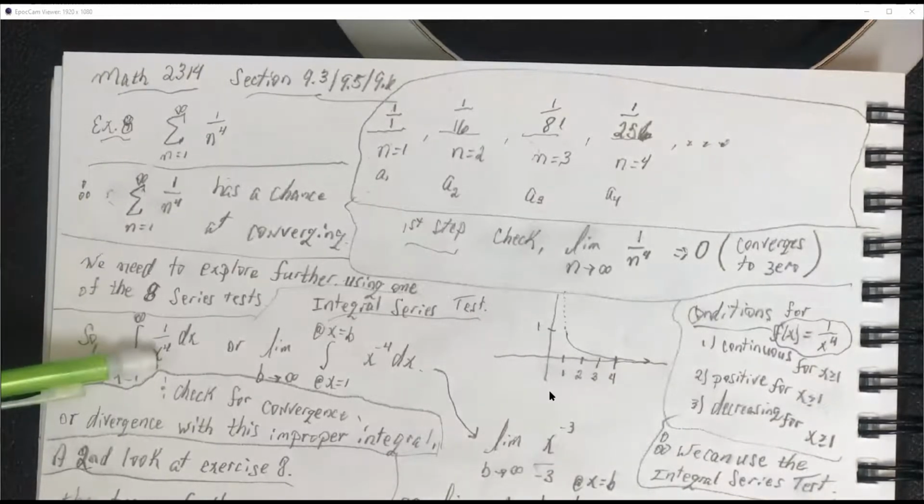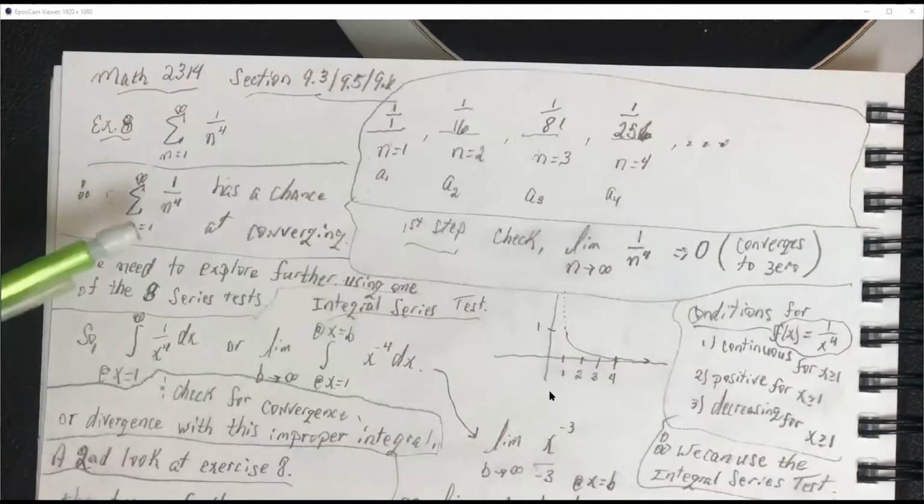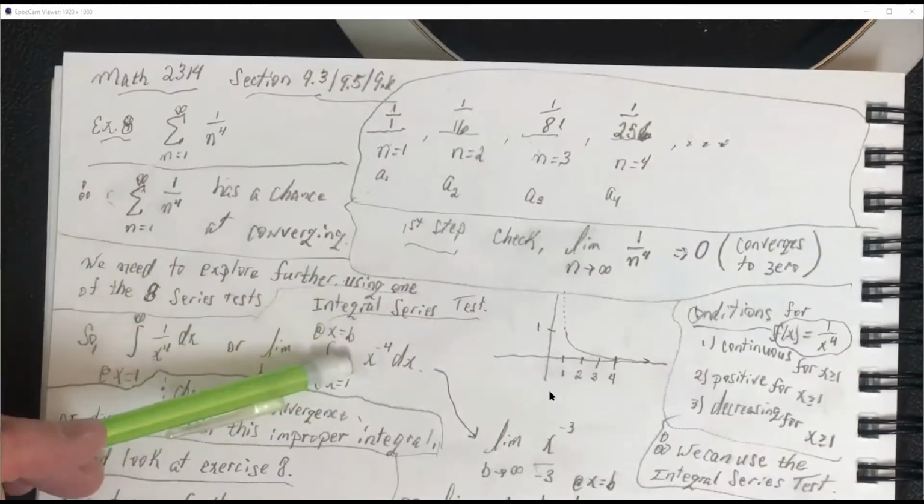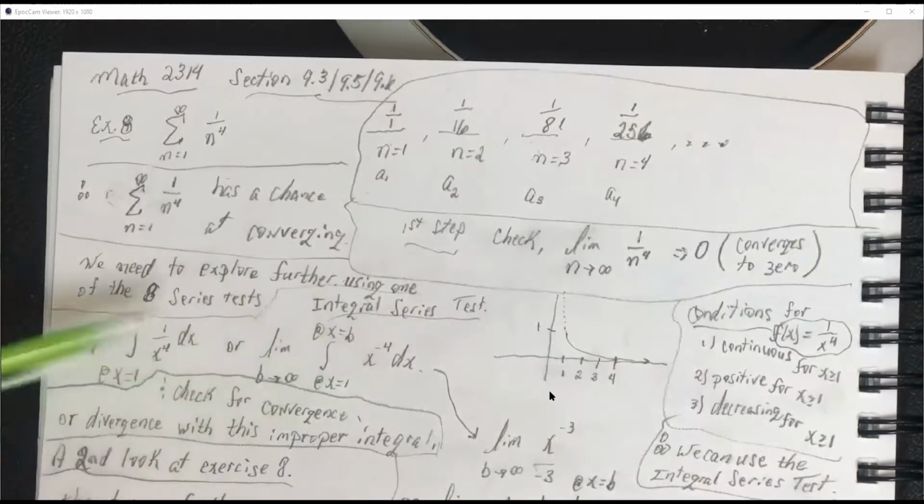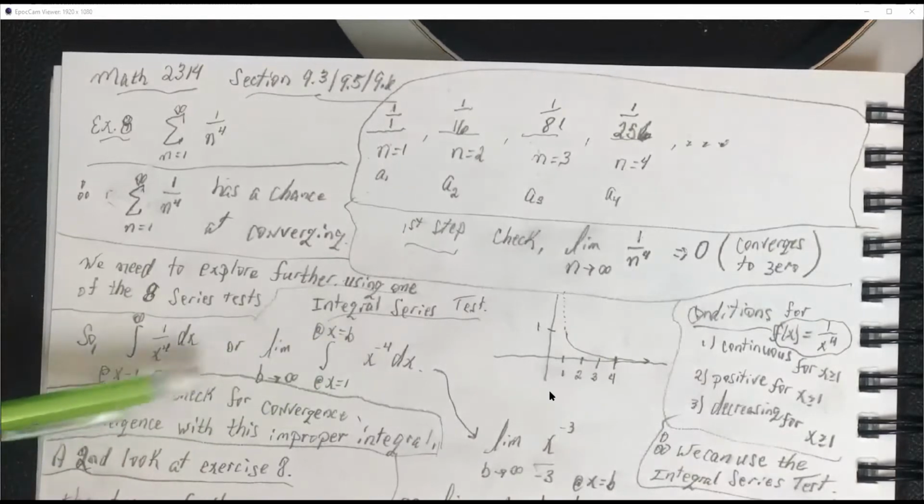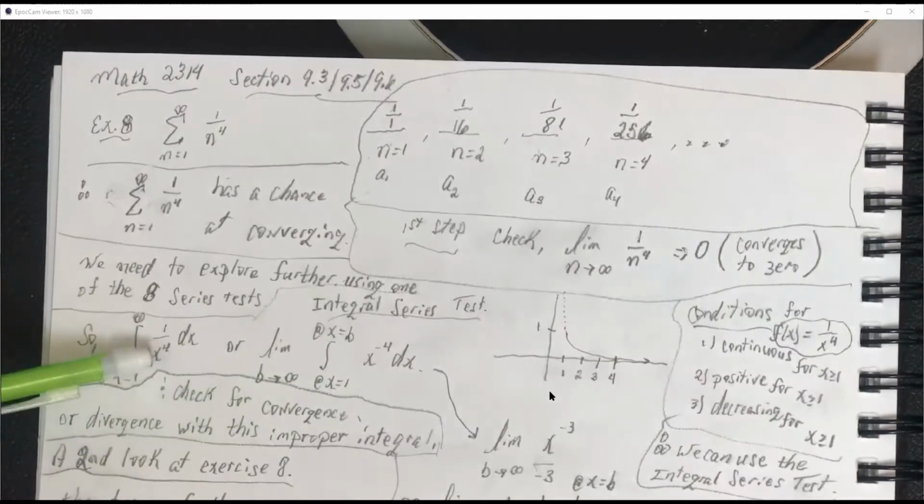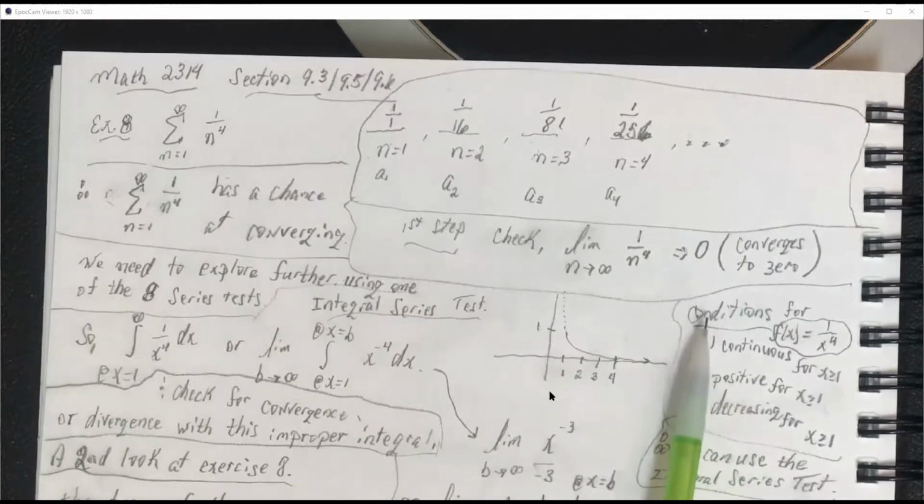And 1 over x to the fourth becomes x to the negative 4. And that's a simple power rule to be able to integrate. So we'll have no trouble at all being able to integrate this function 1 over x to the fourth. So thus, this is a legitimate series test that can be used. Is this general idea making sense to you guys? Yes. Okay, so let's go back to the conditions for the integral series test, which is to analyze the function.